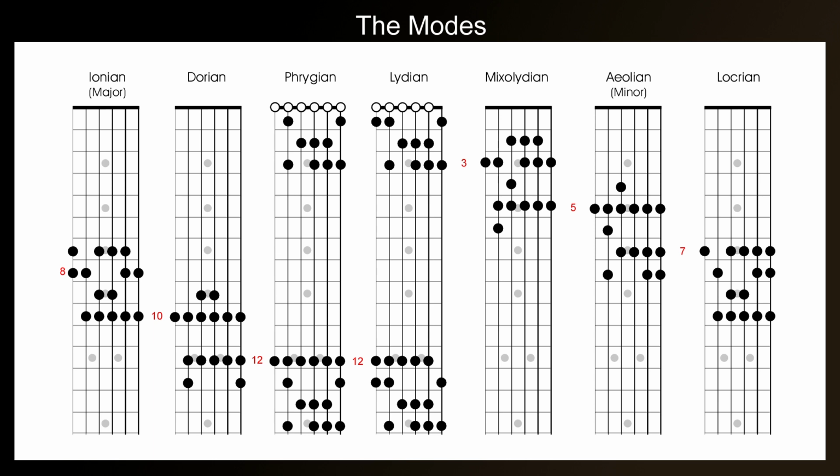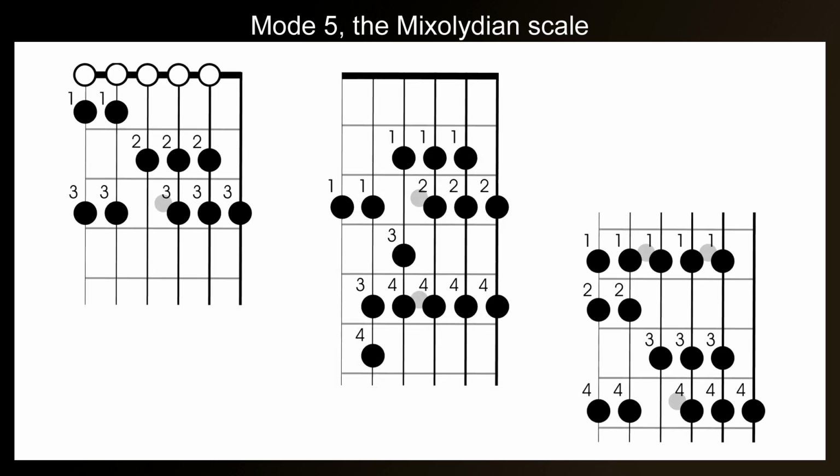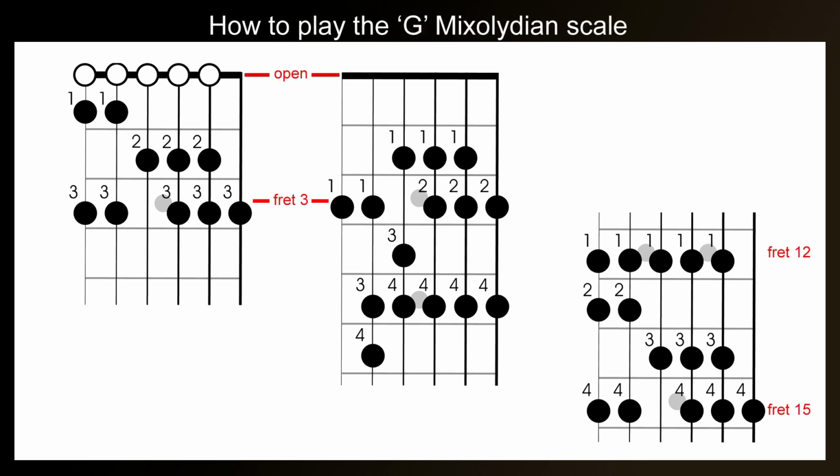So far we've looked at the Ionian or the major scale, the Dorian scale, the Phrygian scale and the Lydian scale. The scale we're looking at today is the Mixolydian scale, and it's a little different from the scales we've looked at so far in that there are 3 ways to play it. But if you don't know any Mixolydian scales so far, don't worry, you only have to learn one of these. The scale we're looking at is the G Mixolydian scale.